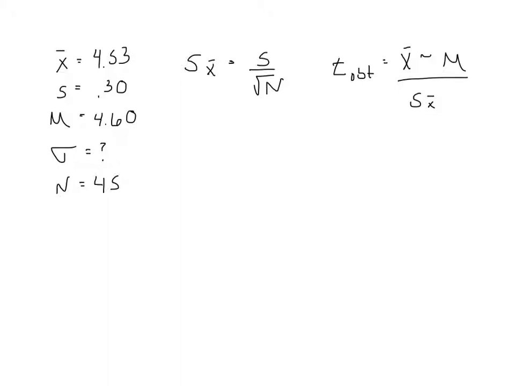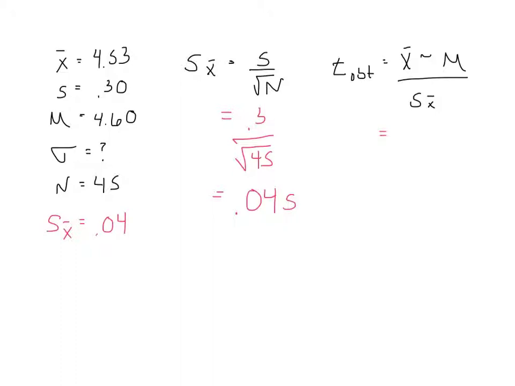So for S sub x bar, we're going to put in our standard deviation of 0.3 of a second. We're going to divide it by the square root of our sample size, which is 45. And when you put that through the calculator and round to two decimal points, you're going to get 0.04 seconds. And that becomes our last piece of information that we need to write our formula to find T obtained.